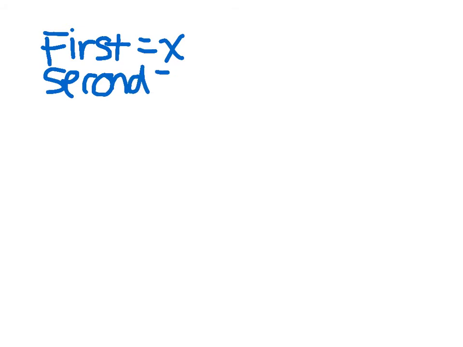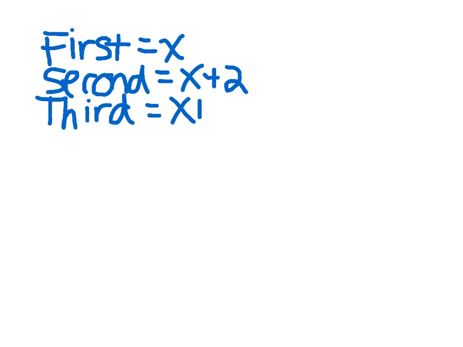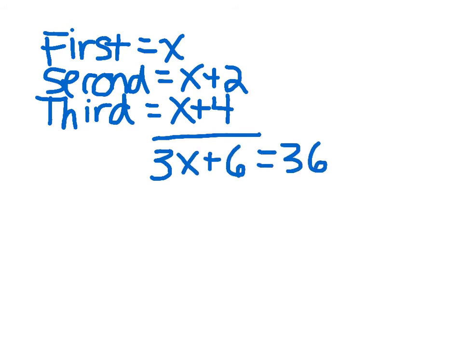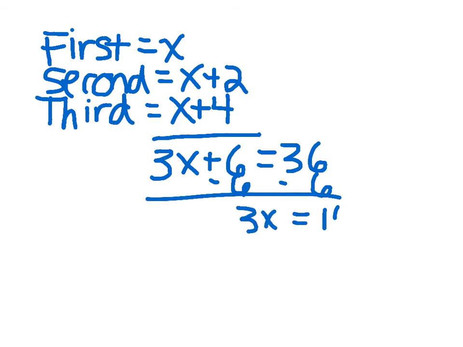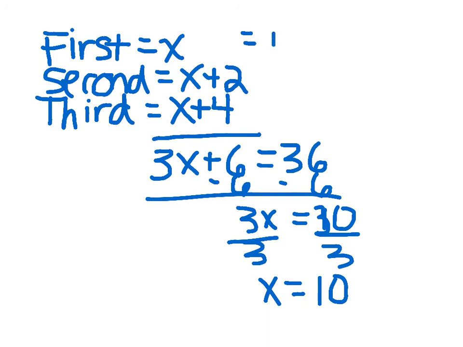The next consecutive even integer would be 2 more than that. And the third would be 2 more than that. Their sum is 36. When we solve that, we find out 3x is 30, so x is 10. That means the first integer is 10, the next is 12, and the one after that is 14.